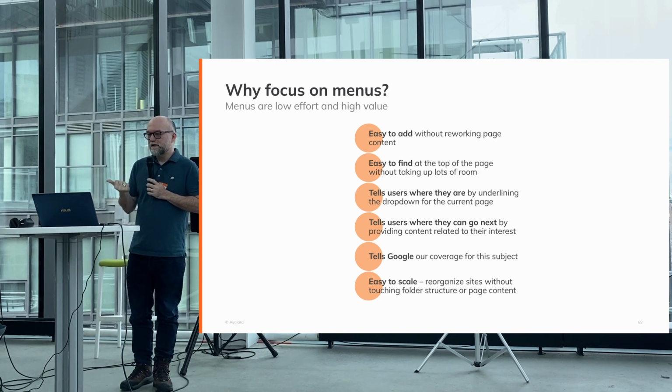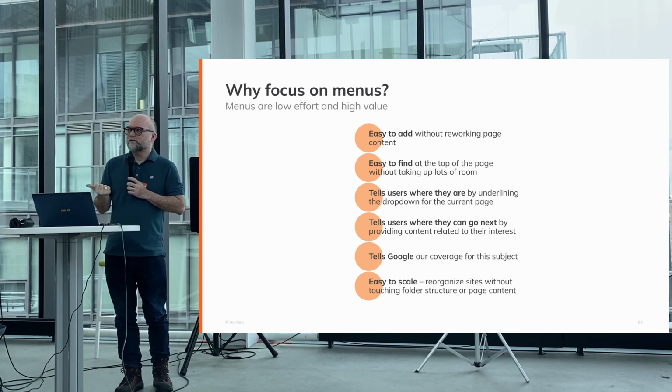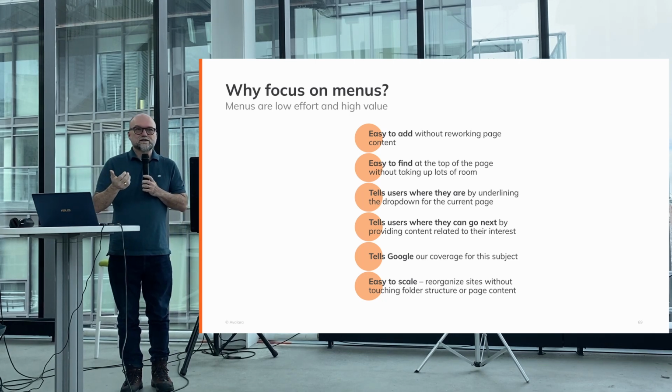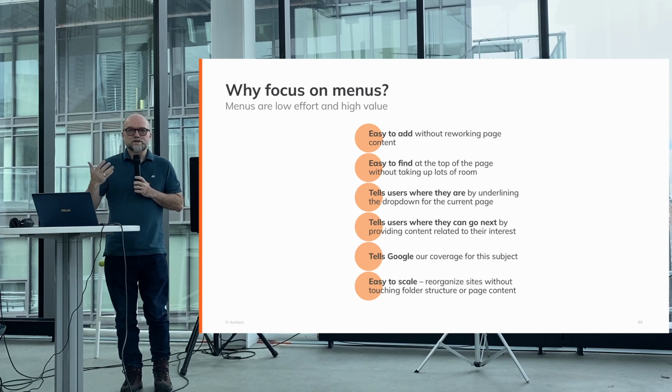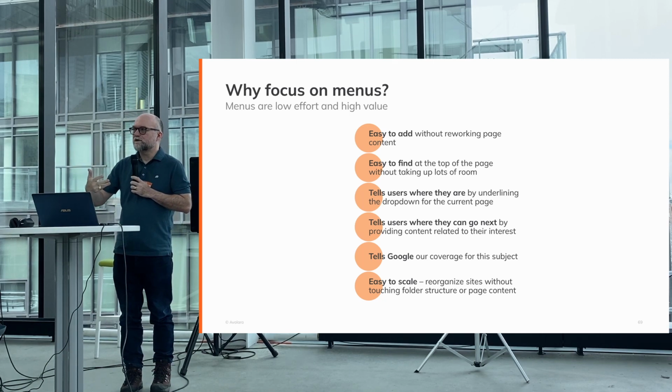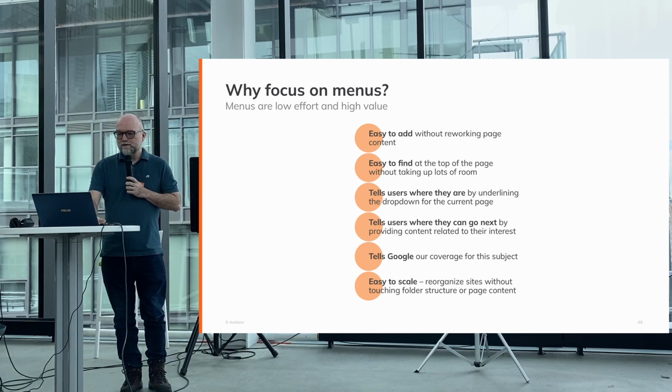It also, speaking of having to leave, tells Google that we have coverage for this subject. And one of the impacts of this is things like search rank. And just the structure of the way results are displayed on Google actually can be changed by your menu structure. And finally, it's easy to scale.